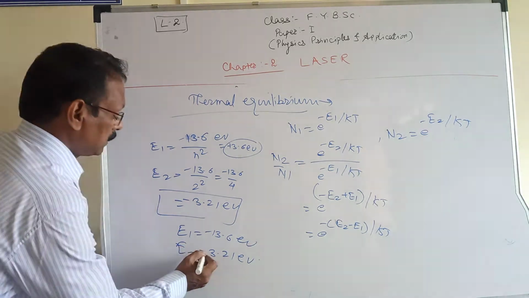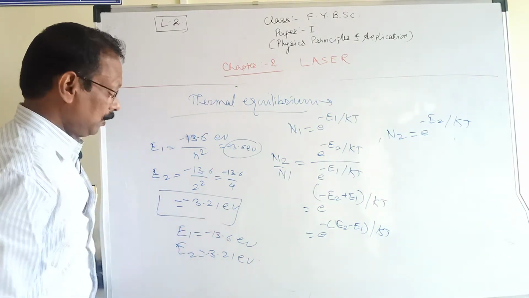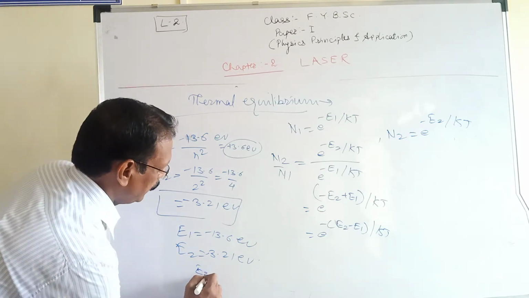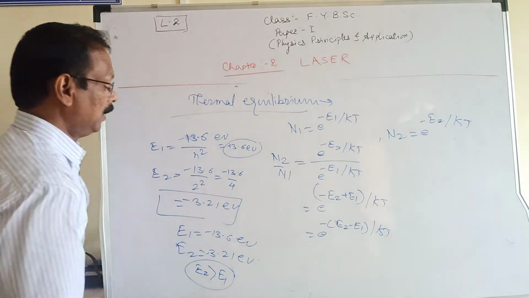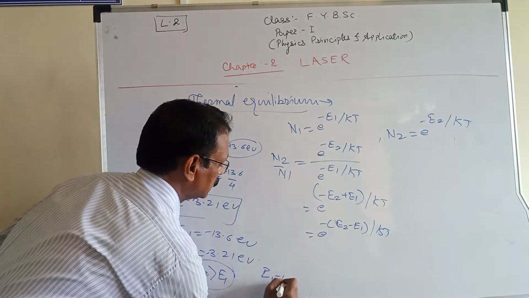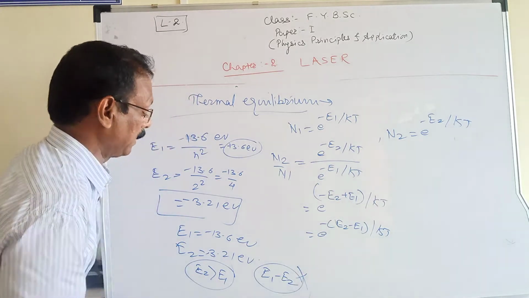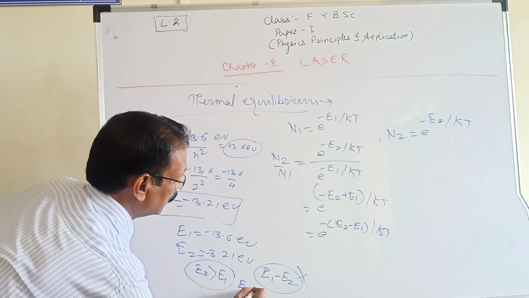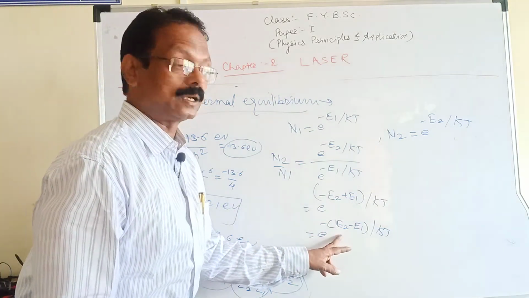Both are negative, but one is a small negative and the other is a big negative. So remember, E2 is greater than E1. So E1 minus E2 would be negative, which is not possible here, while E2 minus E1 is possible. That's why we have to make some changes in this equation.